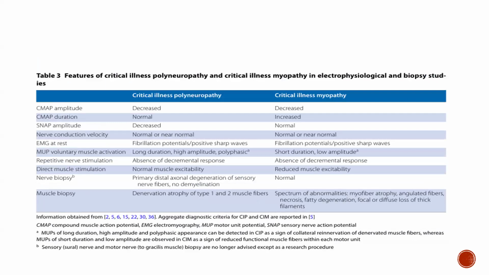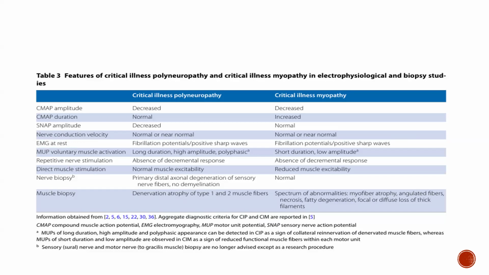Now, this is the difference between critical illness polyneuropathy and critical illness myopathy. In critical illness polyneuropathy, the CMAP amplitude is decreased, and in critical illness myopathy it is also decreased. Then CMAP duration will be normal in polyneuropathy but increased in myopathy. SNAP amplitude will be decreased in polyneuropathy and normal in myopathy. Then nerve conduction velocity will be normal in both conditions. EMG at rest will show fibrillation potentials and positive sharp waves in both conditions.